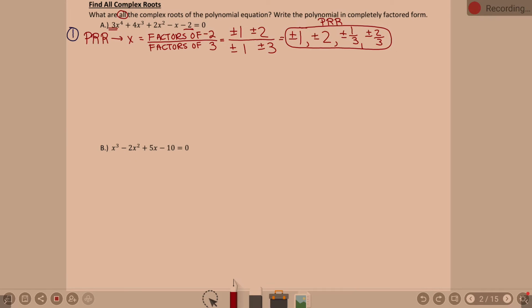Now, do we want to do 8 sets of synthetic division to see which works? We could, but not my recommendation. For one, at most, how many possible answers are there to this problem? 4, because my highest power is 4. So I know there's no more than 4 answers. But I don't really want to use that. So what we're going to do is take a peek at the graph.